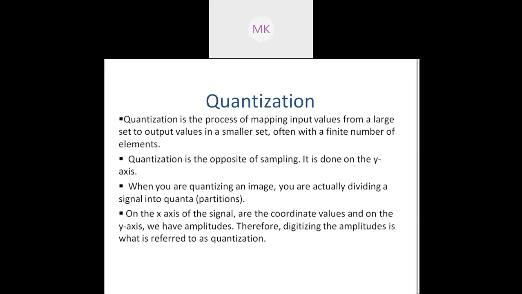When we quantize an image, we are actually dividing the signal into quanta. Here we use the term quanta. Quanta is nothing but the partitions of the y-axis. X remains as it is. X represents the continuous time signal and y represents the amplitude values, which can be discretized. That means we divide the y-axis and x remains as it is. On the x-axis of the signal are the coordinate values and on the y-axis we have the amplitudes. Digitizing the amplitudes is called quantization.